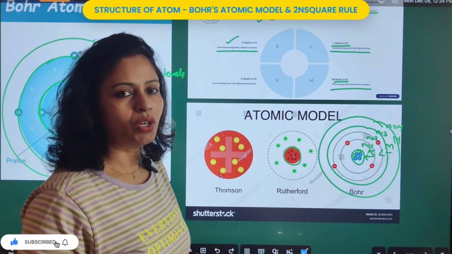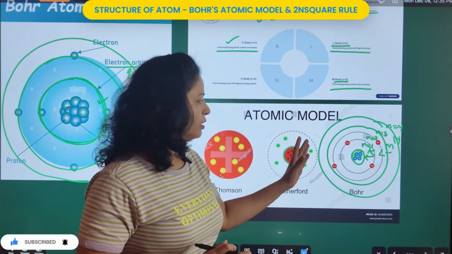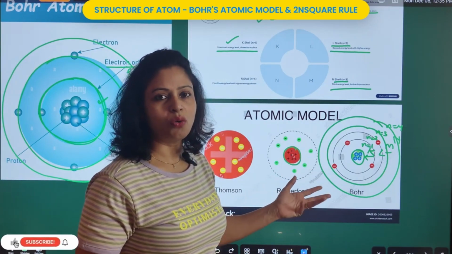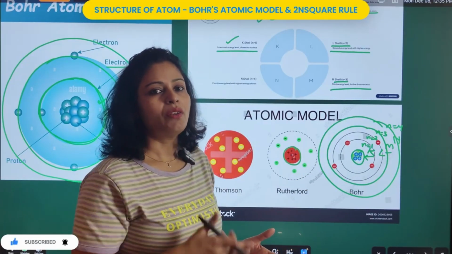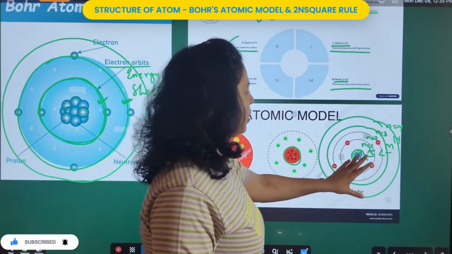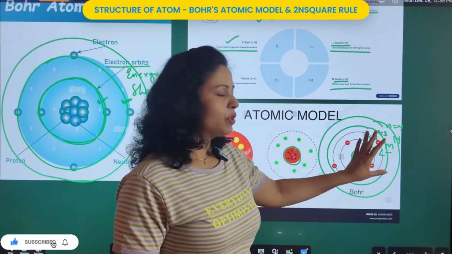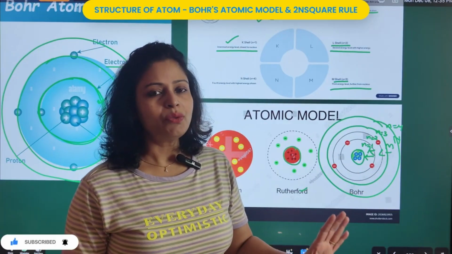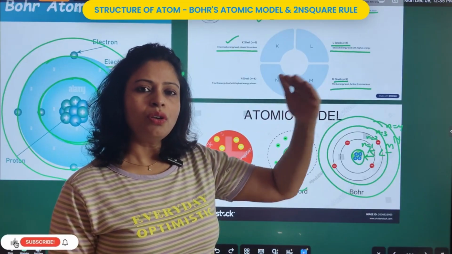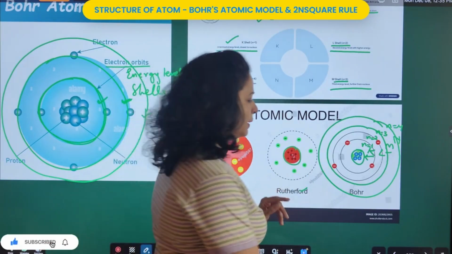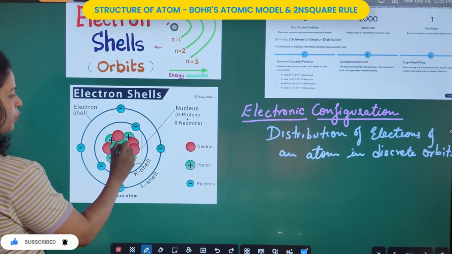But Rutherford did not give any explanation about the stability of the atom, because electrons would be losing energy. He did not say how electrons don't lose energy and what path electrons take to revolve around the nucleus. So the Bohr atomic model is what we study and follow, which says that electrons are revolving in discrete orbits, called energy levels, based on their energies, from lower to higher energy levels.